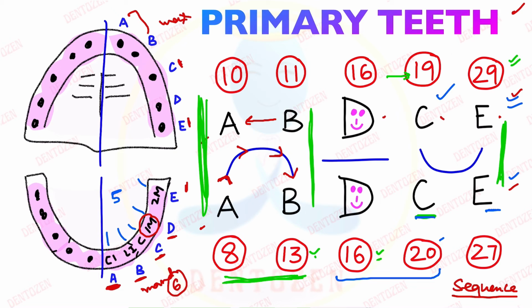So that is how you can remember the sequence and timing. First, you have to know the sequence, ABDCE, ABDCE. Then you have to follow these curves, that is sad to smile face. That will help you to remember the sequence of maxilla and mandible and the timing. Now let's see the permanent teeth.